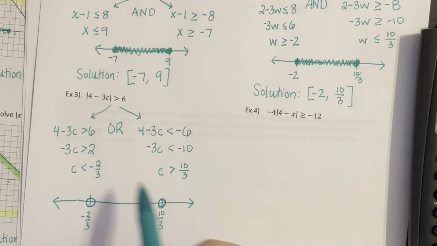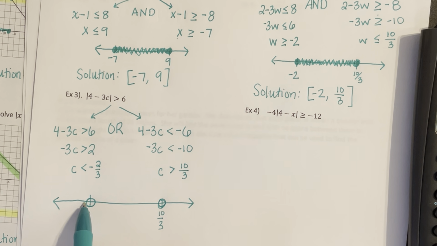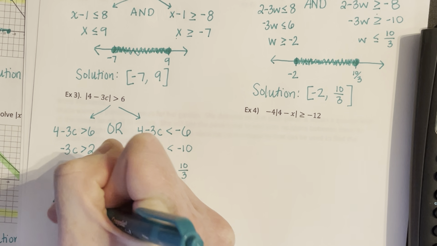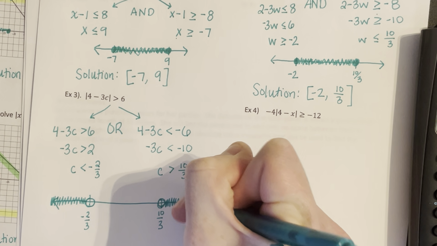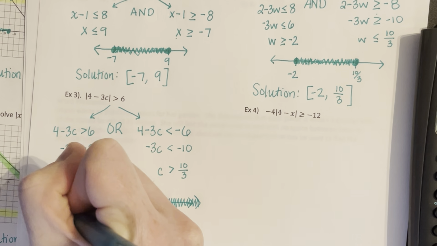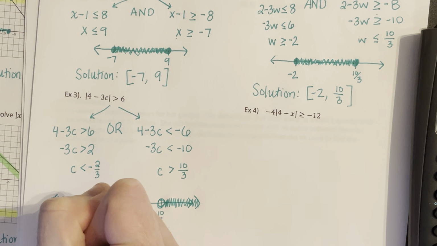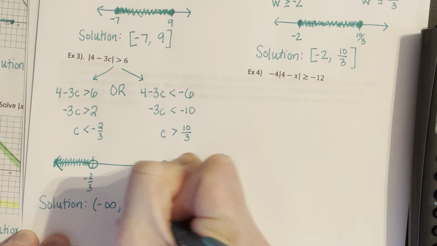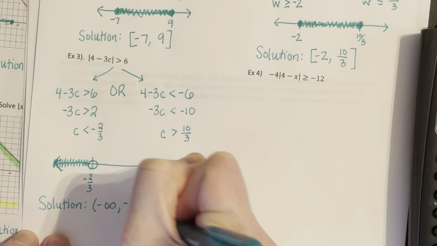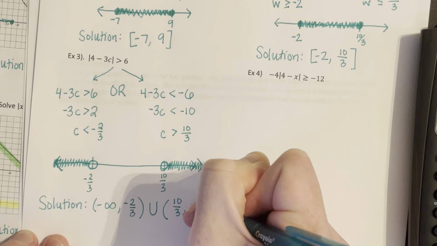But then we're looking at greater, or we'll go in the opposite direction. Think less than -2/3 is going to be this way, and greater than 10/3 goes to the right. So I'd kind of think of these as oars of a boat. The oars of a boat go to the outsides of the boat, and that's what's going on here. So we write our solution in interval notation, and it would say -infinity to -2/3 with a parenthesis, union, parenthesis, 10/3 to infinity.